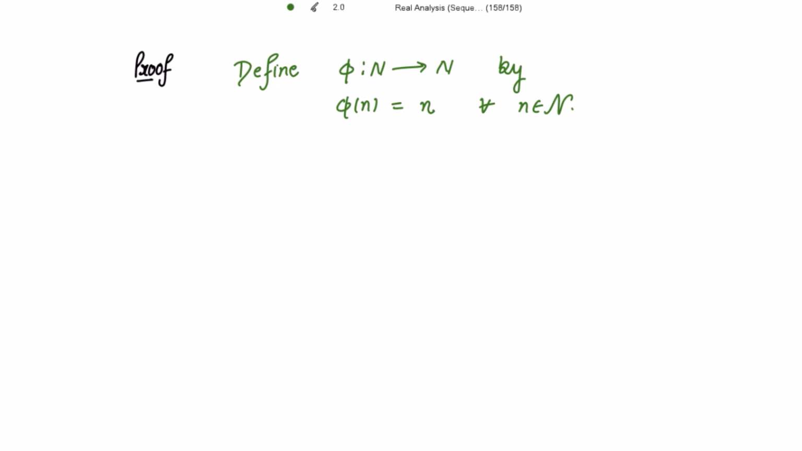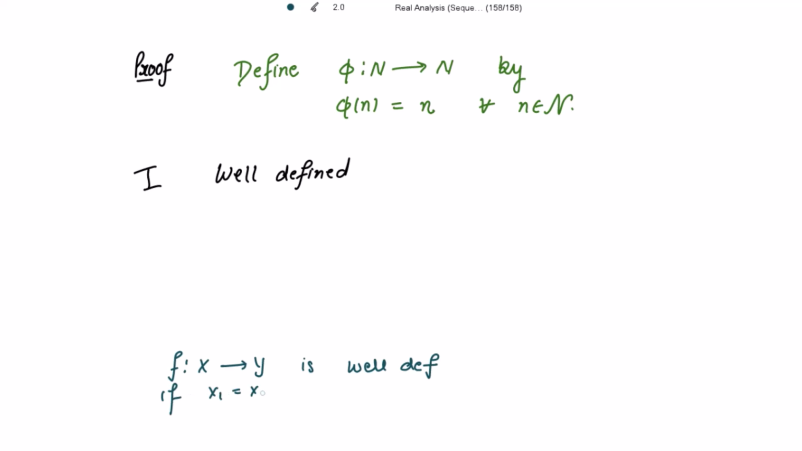Now I need to prove three things for N to be a countable set. First, phi is well defined, and then I show that phi is 1-1 and onto. A function f from X to Y is said to be well-defined if x1 equal to x2 implies f of x1 equal to f of x2. If I consider two elements to be equal, then I have to show that f of x1 is equal to f of x2.